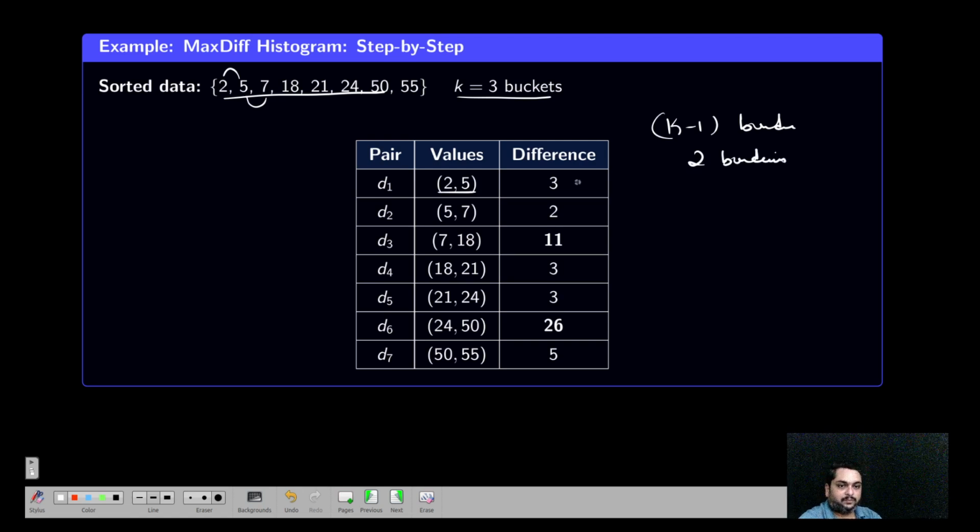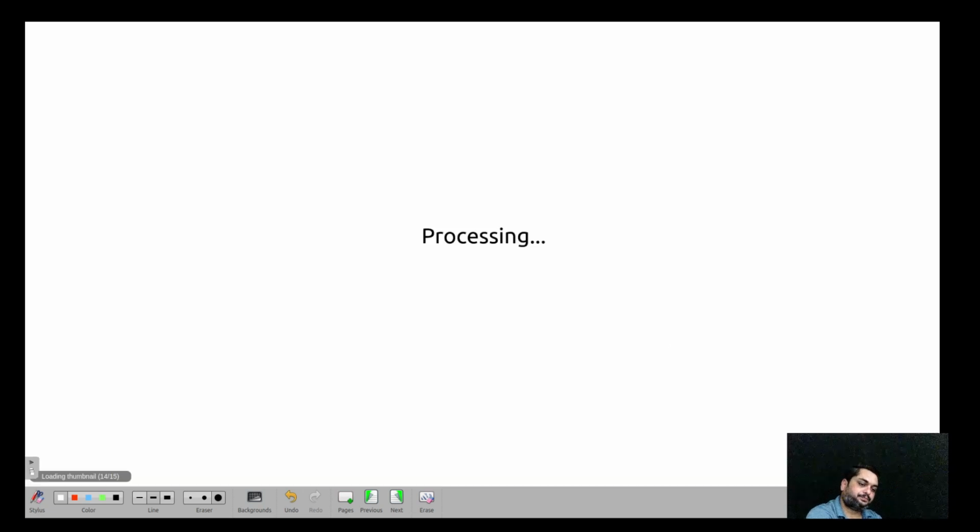Okay. So out of 3, 2, 11, 3, 3, 26 and 5, which two are the highest? 11 and 26. So this will be my boundaries. So D3 and D6 will act as my boundary. If you see the histogram, the boundary will be at 11, then 26. So it will be something like this. Okay. This is how the max difference histogram works.